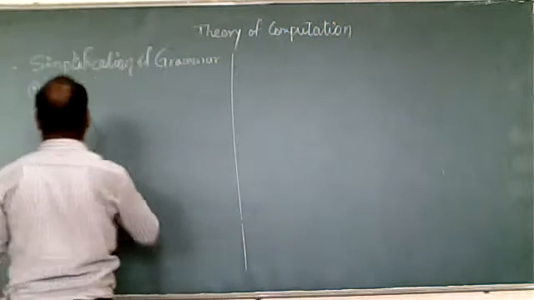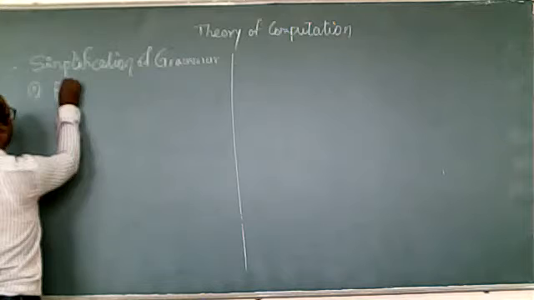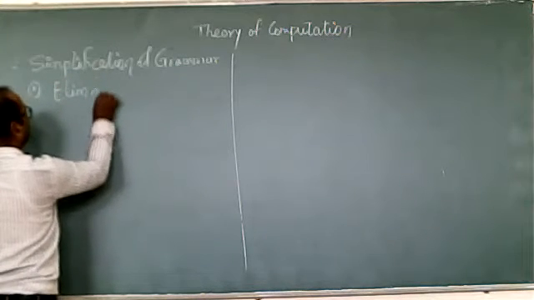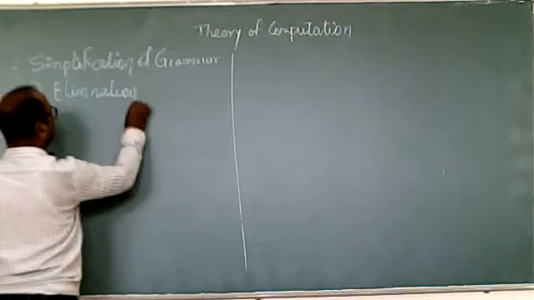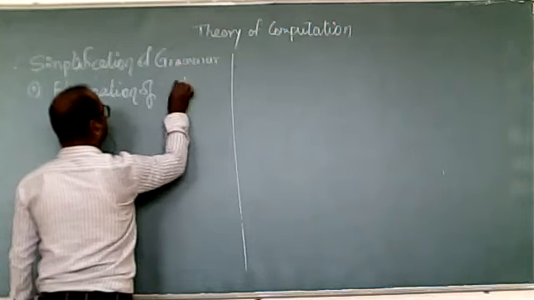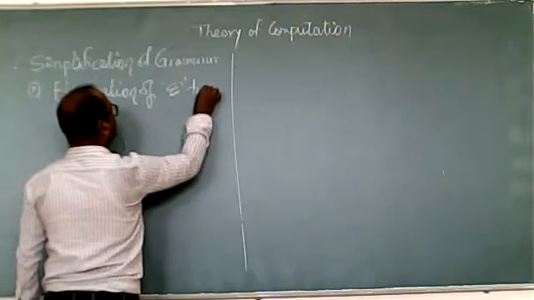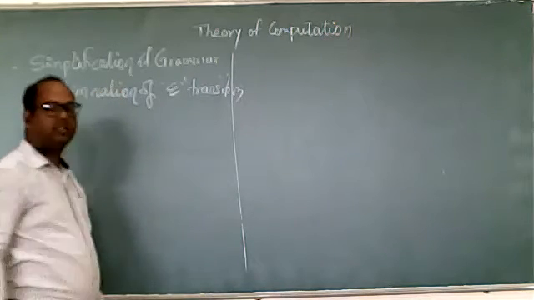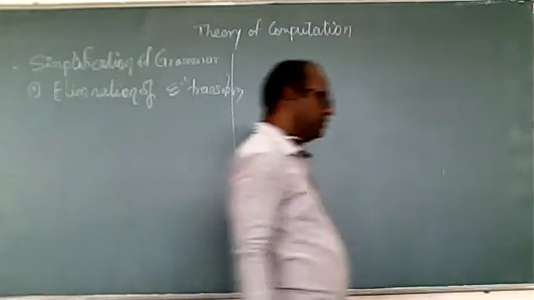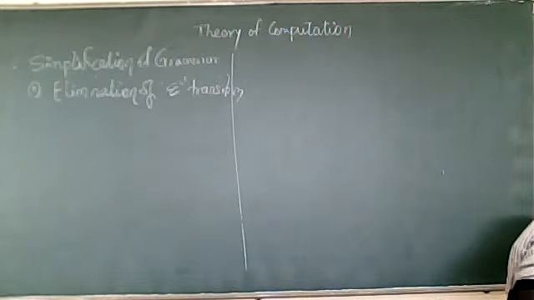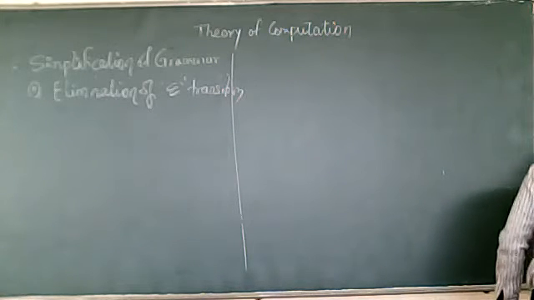Next type of simplification of grammar is elimination of epsilon transition. All the productions which are having the epsilon moves, we'll just remove that epsilon move. I will just try to find out the logic for simplification of epsilon transition.